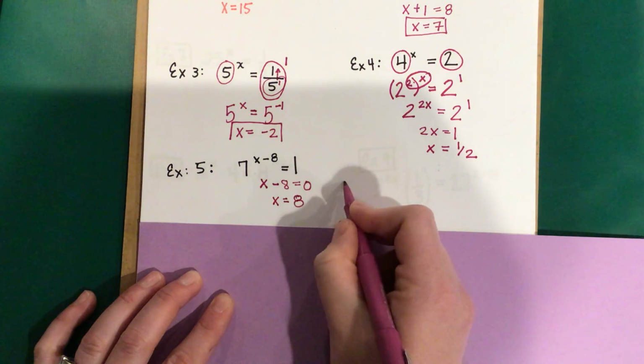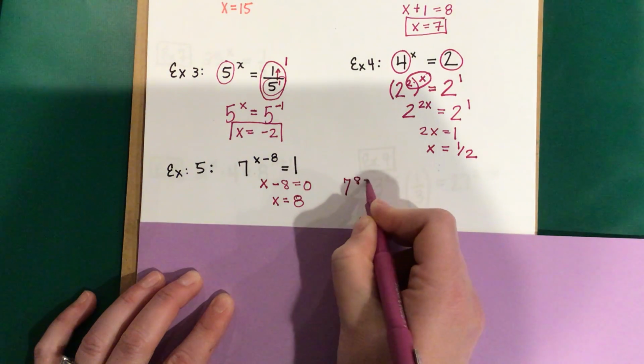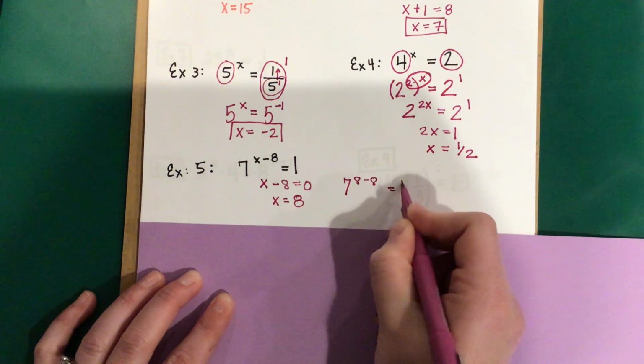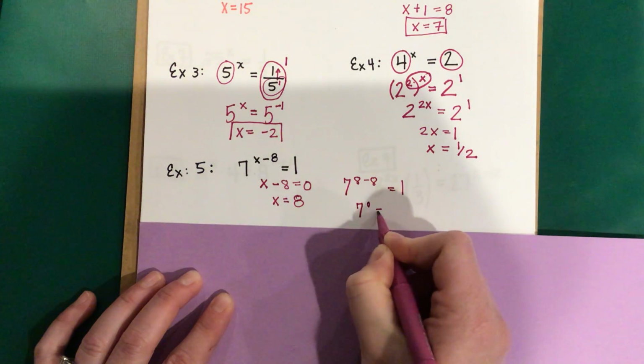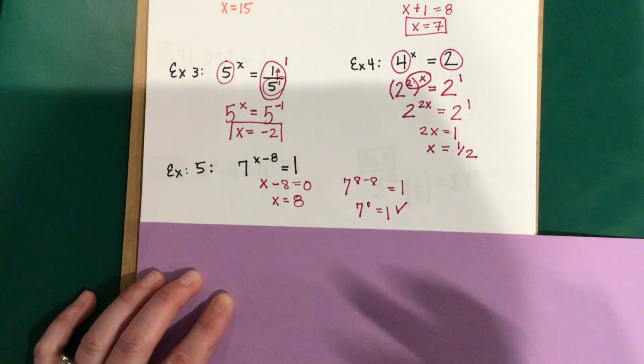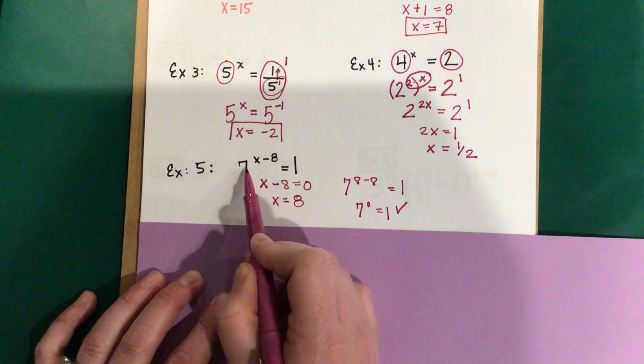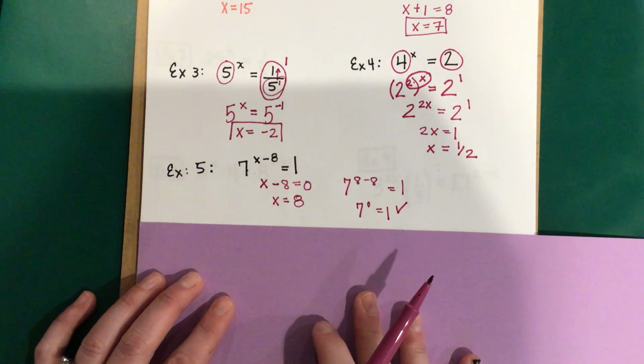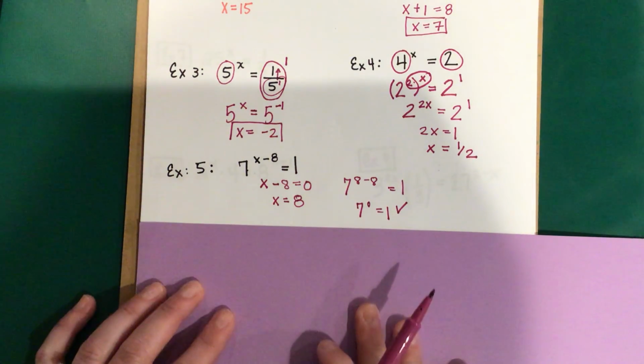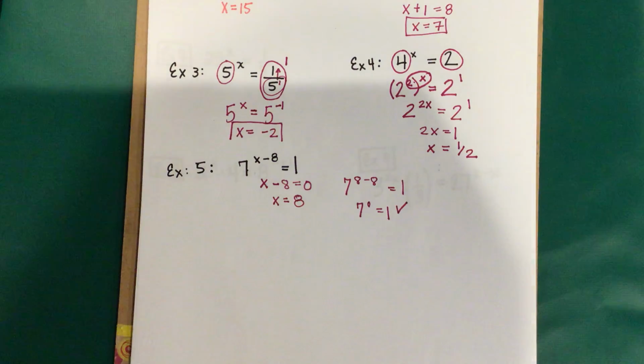So if I check it, I end up with 7 to the 8 minus 8 equals 1, which is 7 to the 0 equals 1. And that's true. That works. So anytime it's equal to 1, you guys need to get this down to 1 base and then set your exponent equal to 0. Now, I am going to go on to some more complicated problems in which we're going to require a little bit more manipulation and the properties of exponents.